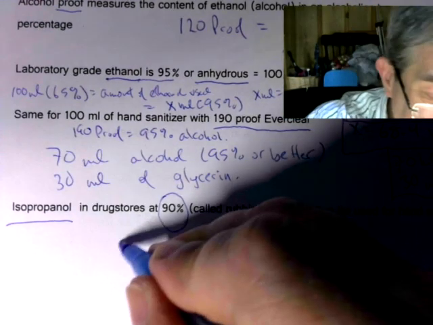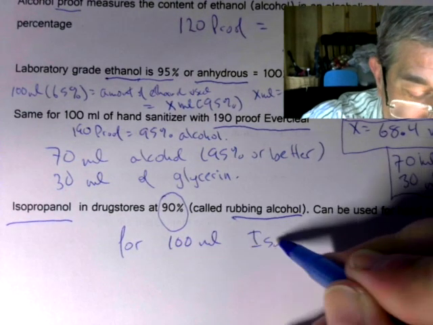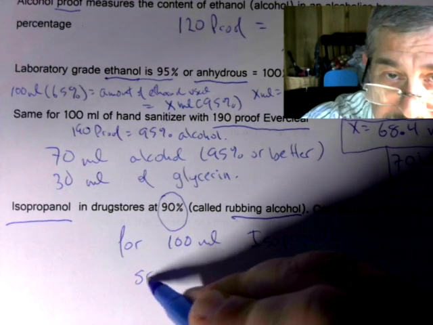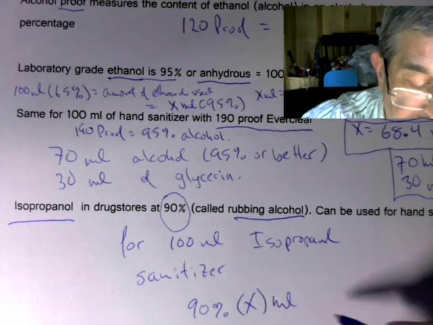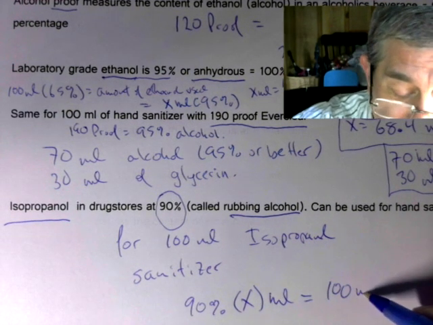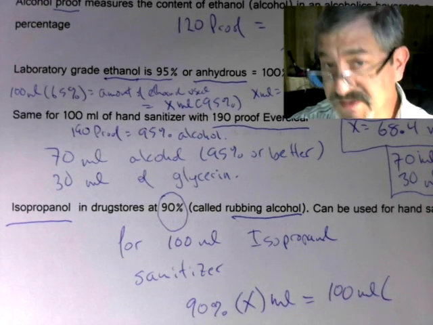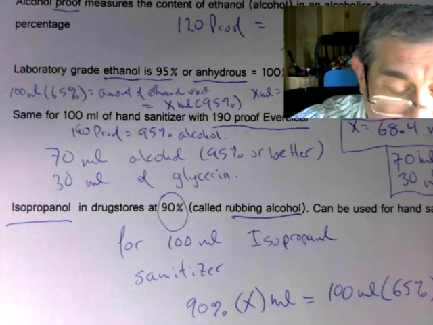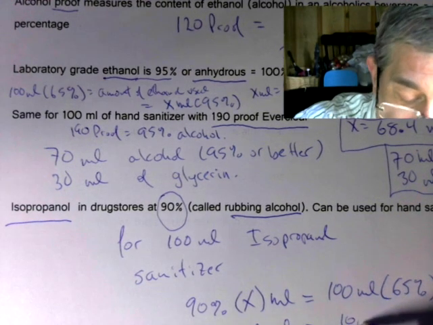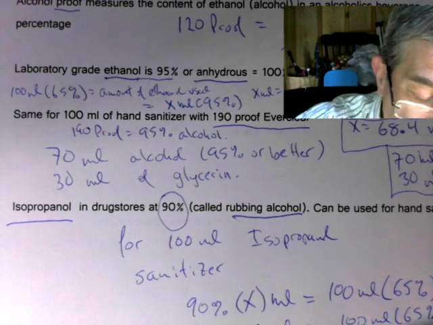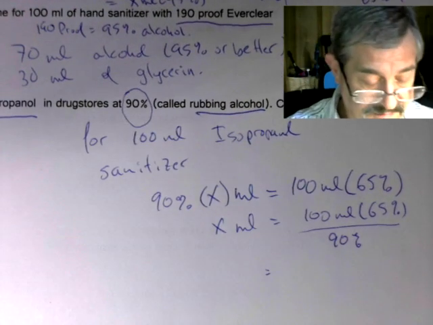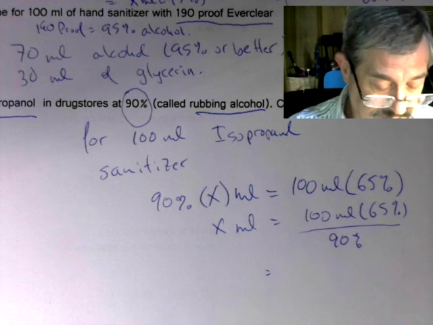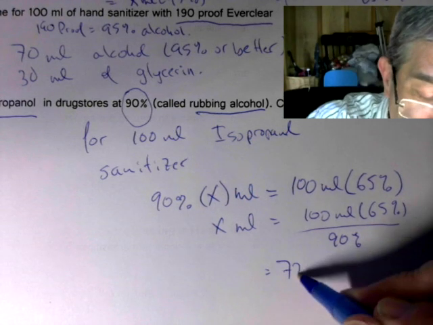Say we wanted to make 100 mil of isopropanol sanitizer. We would need 90% times X mil, because what we want is 100 milliliters, and we want it to be, let's shoot again for right in the middle of the 60 to 70 zone, at 65%. So our volume is 100 mil times 65% over the 90%. See that? Okay, so 100 times 65 divided by 90, 72 milliliters.